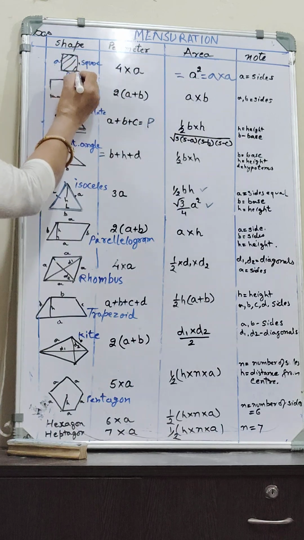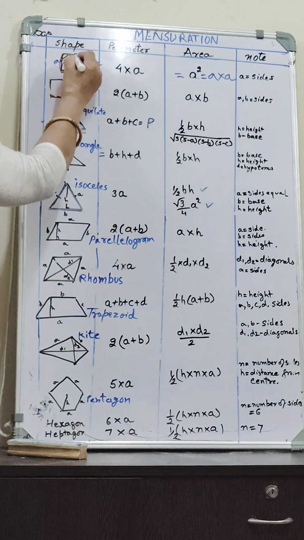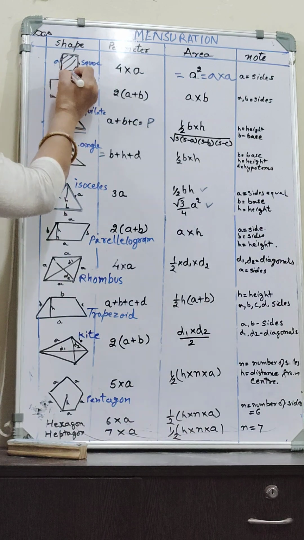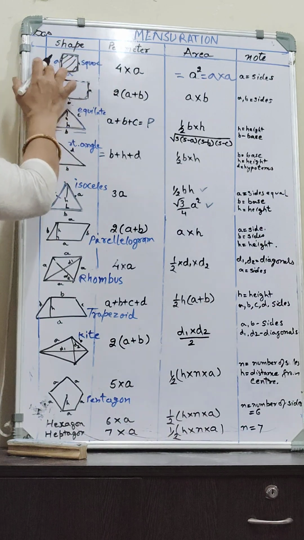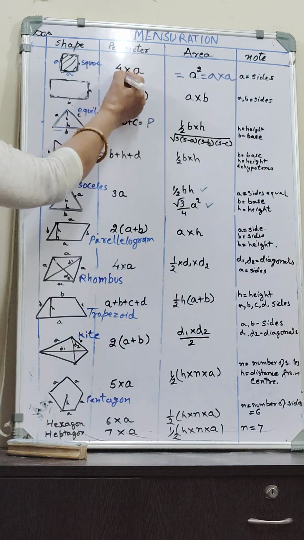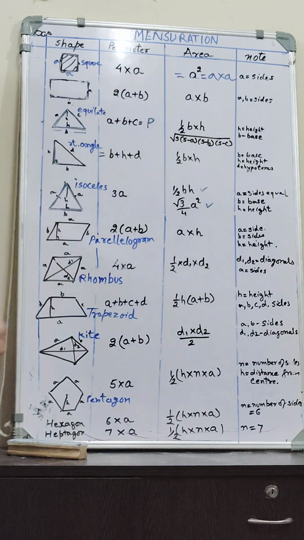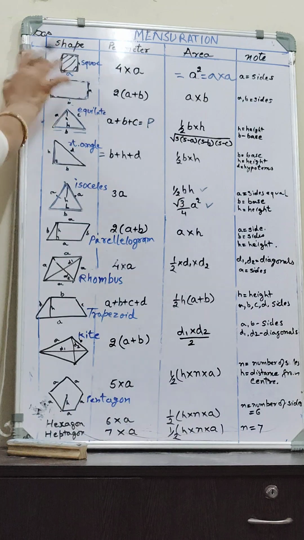What about the perimeter? Perimeter is the boundary of that land. These are 4 sides and all are equal, as it is the shape of a square. So the perimeter will be 4 into a, where a is one side of the land. This is for the square.